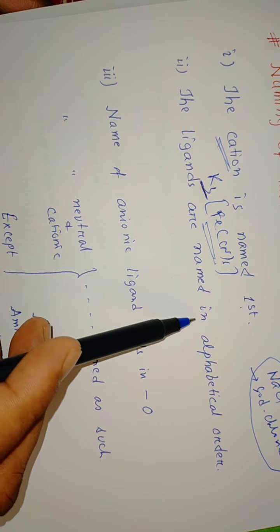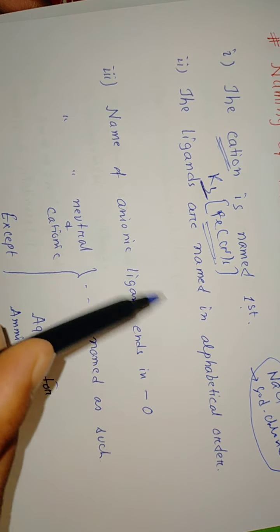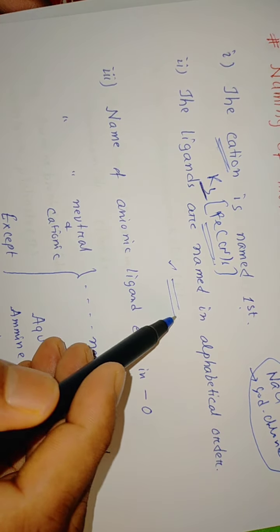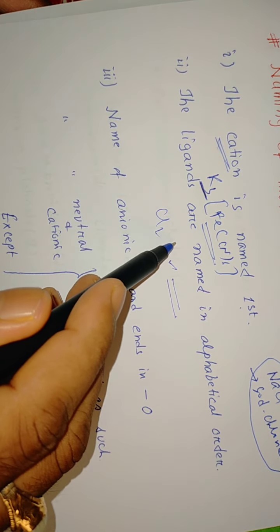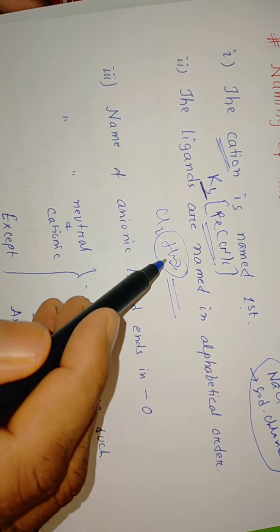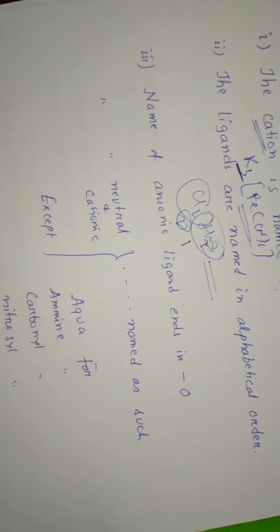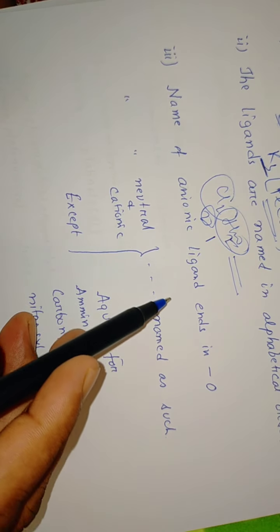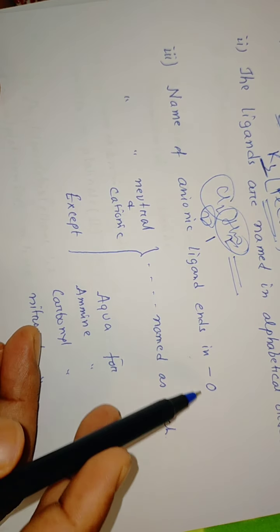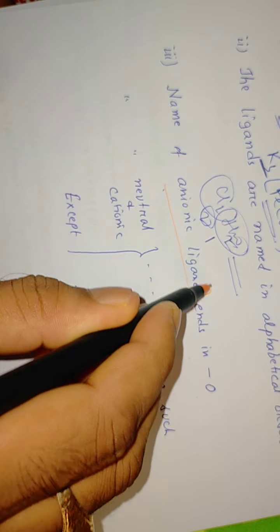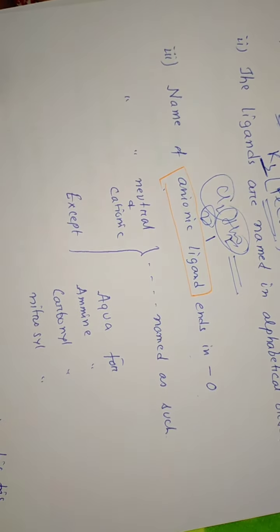The ligands are named in alphabetical order. So again ligands are named in alphabetical order. You have to go by the alphabet. Just if chlorine is there, water is there, water is aqua, so it will come first, then chlorine will come second. Name of anions ends in O. Anionic ligands. If you have anionic ligands, so anionic ligands' name ends in O.